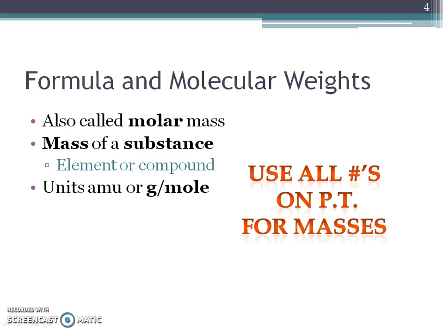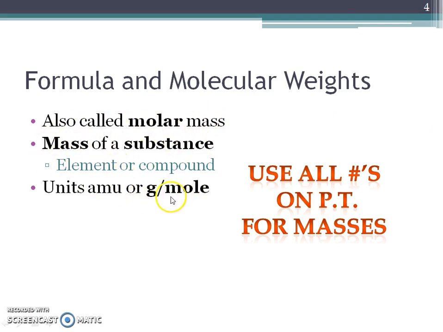Remember that formula or molecular weights are also called molar mass. A lot of times that's what I'm going to say is molar mass. You might also see molecular mass. You might also see formula mass. It all means the same thing. It's basically the mass of your substance, whether it's an element or a compound.